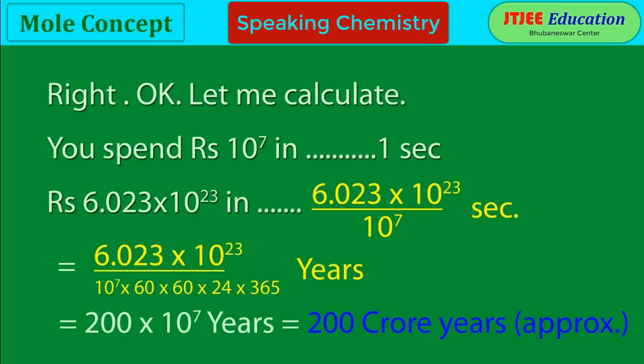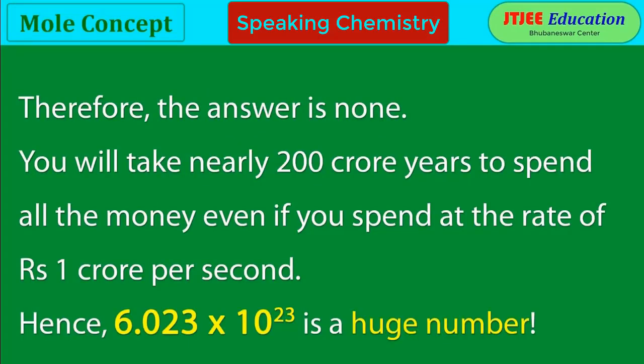You spend rupees 1 crore in 1 second. Avogadro's number of rupees will be spent in nearly 200 crore years. Therefore, the answer is none. You will take nearly 200 crore years to spend all the money even if you spend at the rate of rupees 1 crore per second. Hence, Avogadro's number is a huge number.